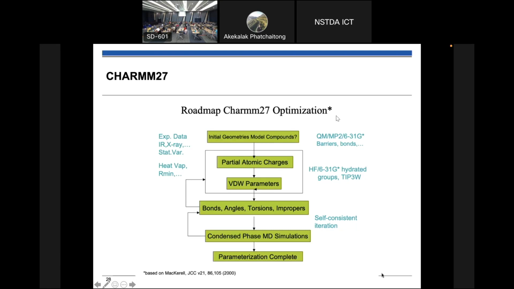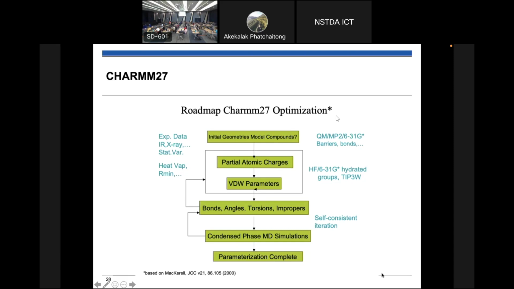Partial charges, in CHARMM, come again from quantum chemistry calculations. See, this is what I was mentioning: you calculate the partial charges from quantum chemistry calculations. Then, with these partial charges, you calculate the van der Waals parameters. And once you are done with that, you have the bonds, angles, torsions, and impropers. These you incorporate in your potentials.